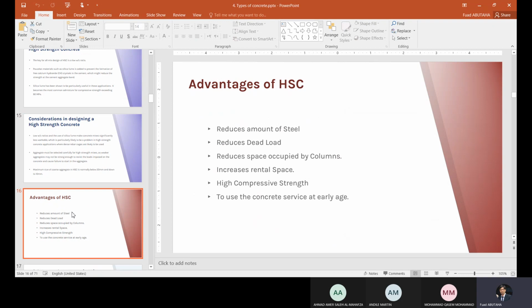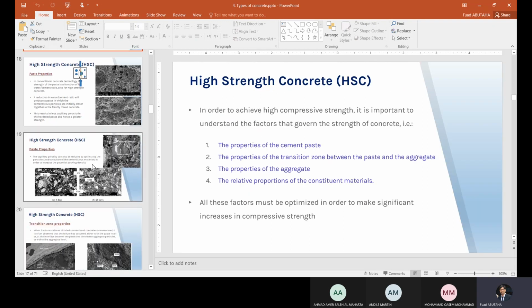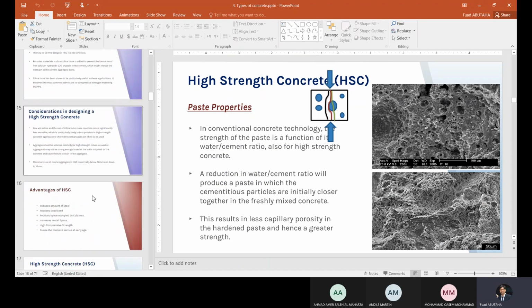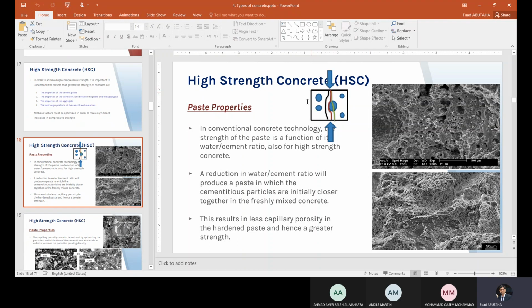Okay, we already discussed the advantages and disadvantages, and the properties. As we mentioned before, the failure of the concrete can be an outcome of three scenarios. The first one, the crack goes through the cement paste. Or the crack can go through the aggregate particle itself. Or it can go through the bond or transition zone between the aggregate particle and the cement paste. So we have three scenarios of concrete failure.